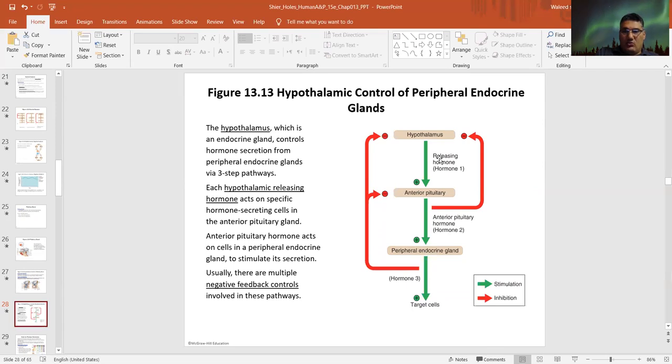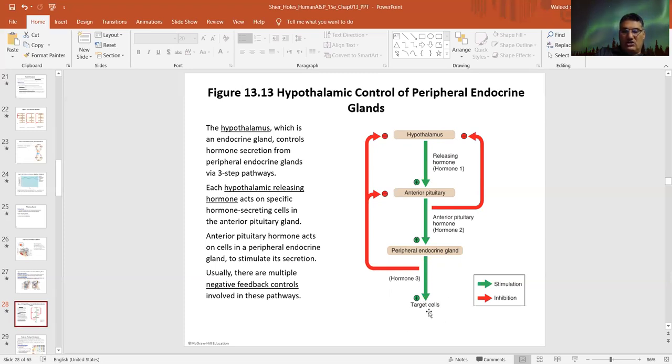So what's hormone number 1? Thyrotropin releasing hormone, or TRH. What's hormone number 2 from the anterior pituitary? TSH, which is thyroid stimulating hormone. Then the thyroid gland, which is the peripheral one, is going to secrete what? Hormone number 3, thyroid hormone.